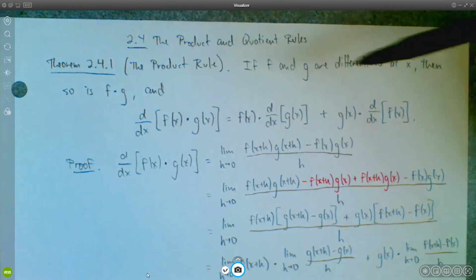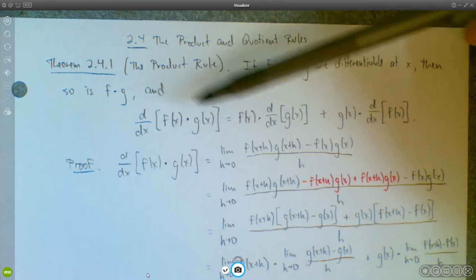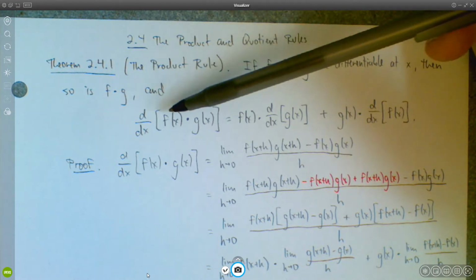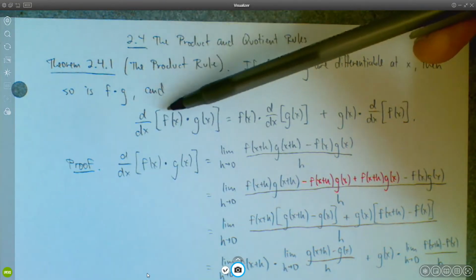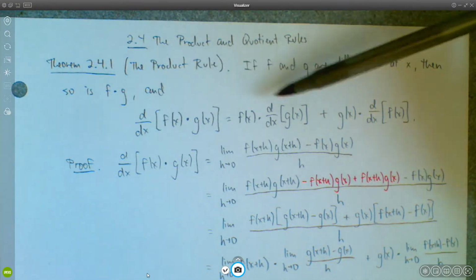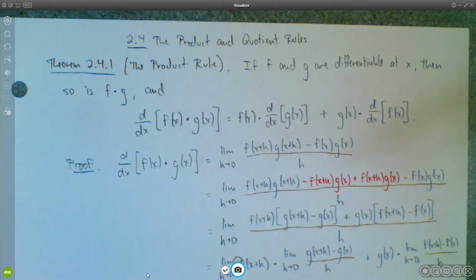So it's a little bit more complicated. You can't just distribute the derivative to f and g. In other words, the derivative of f times g is not the derivative of f times the derivative of g. It would be nice if that were true, but it's not. Okay. However, the derivative of f times g is f times the derivative of g plus g times the derivative of f. Okay.